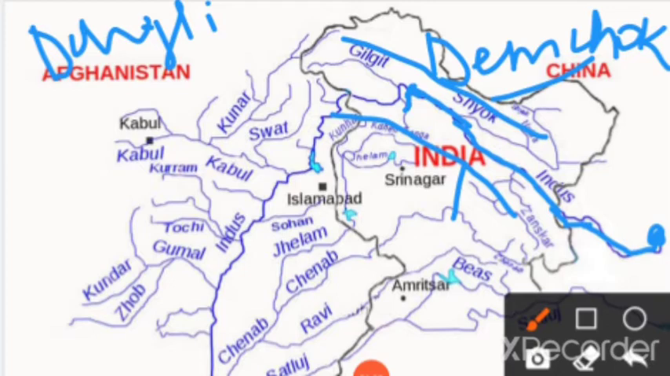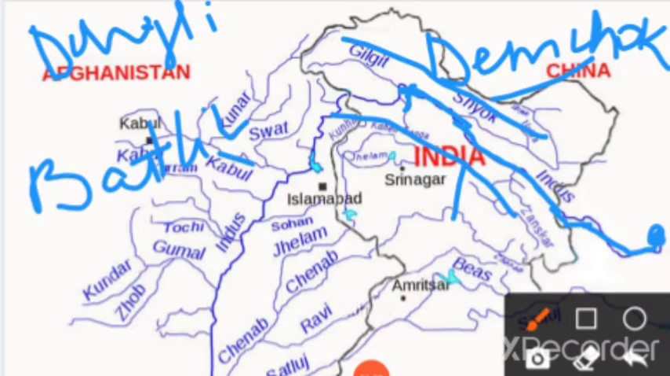After reaching Leh, the river continues on its northwestern course and reaches the town of Batalik. You will find the town of Batalik here. What is the name of the town in Ladakh? Batalik.